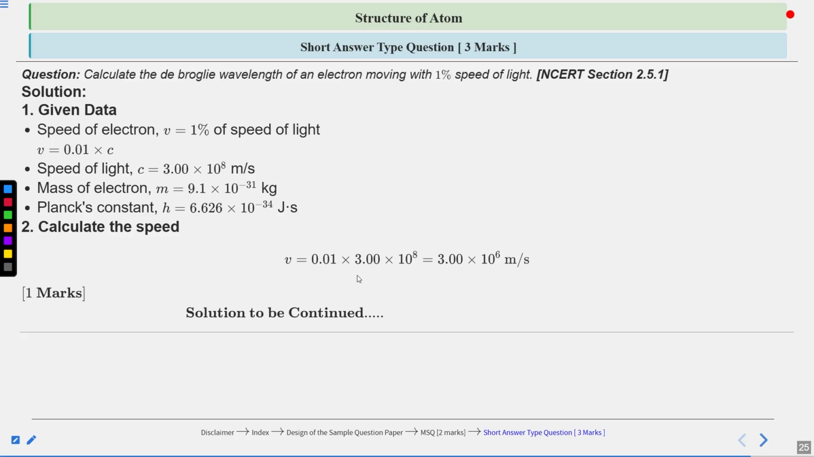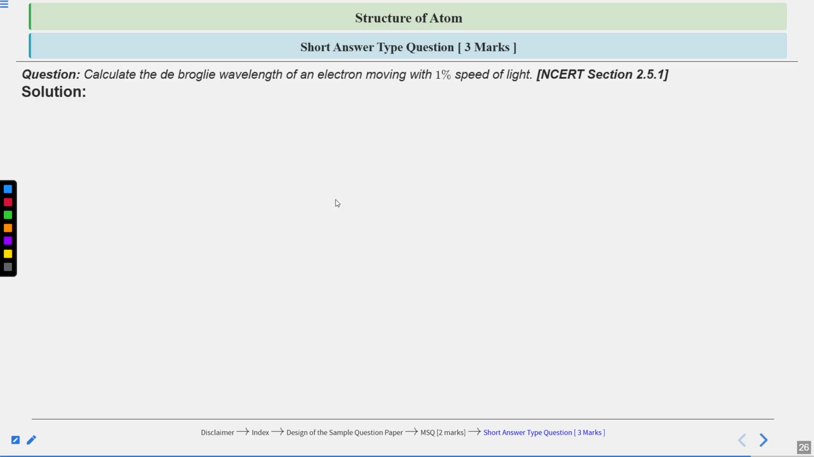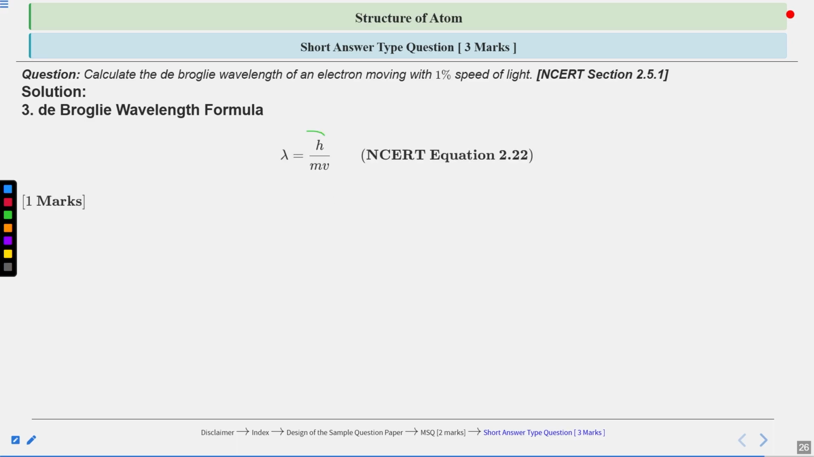Now we know the speed, we know the mass, we know Planck's constant. Now we can calculate the de Broglie wavelength. For that, you should know the equation required to calculate the wavelength, which is lambda equals h by mv. If you write this formula also, you will get 1 mark. And if you calculate the speed, you will get 1 mark there also. This is NCERT equation 2.22.